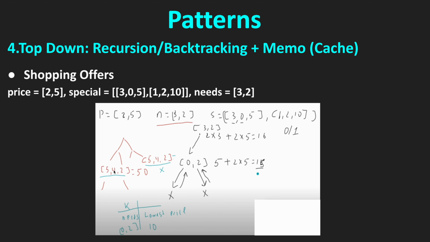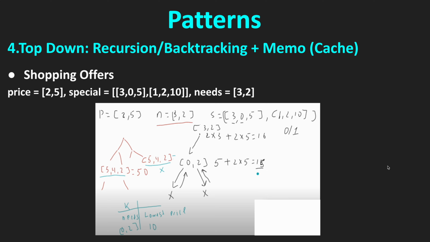So what we need to do is we are creating a hash map memo. The key is our needs and the value is the lowest price for those needs. So for example, for our case, we are going to store 0 and 2 right here and the minimum value of 10 to reuse that. That's it. That's the solution.